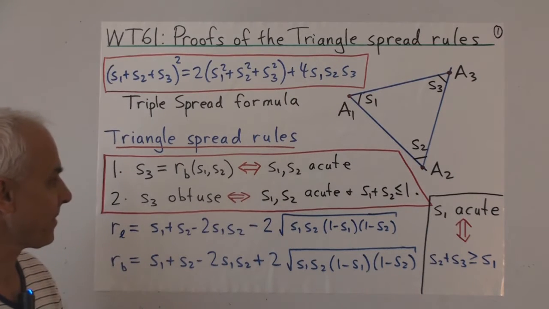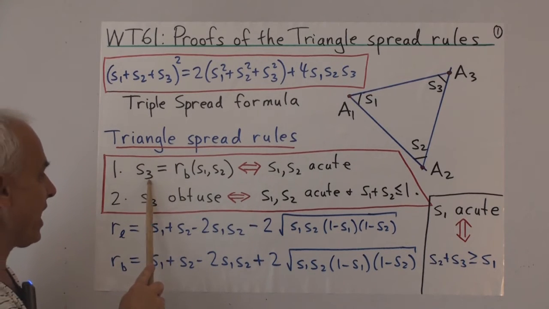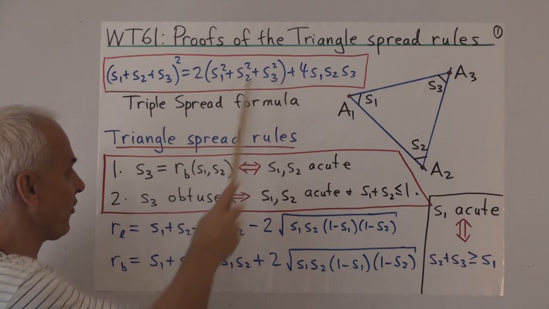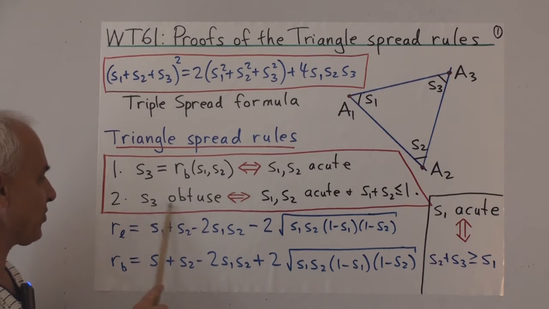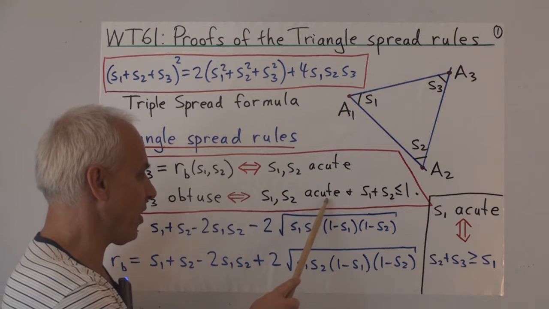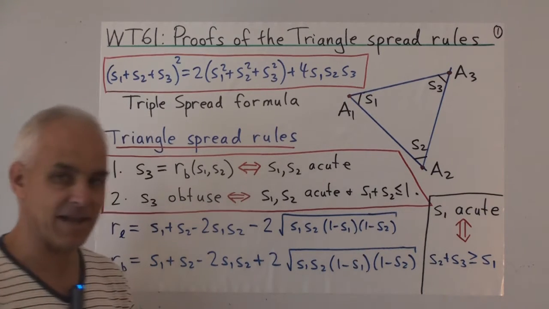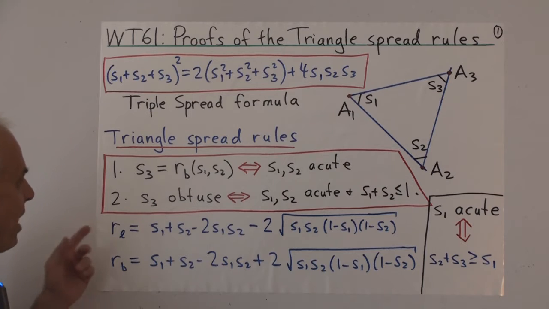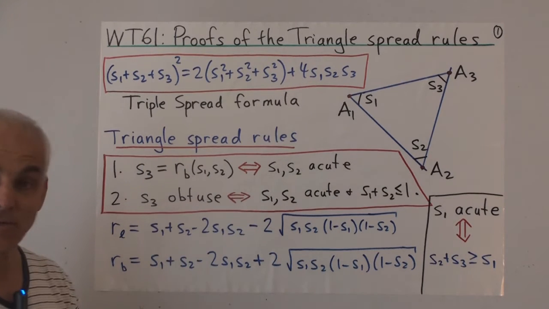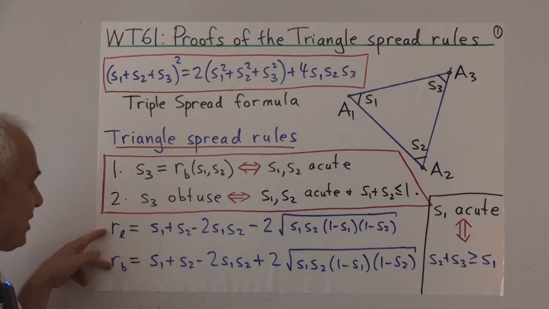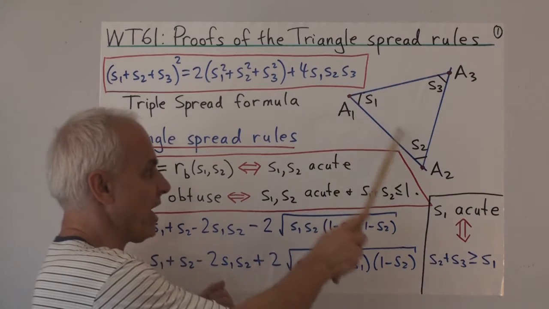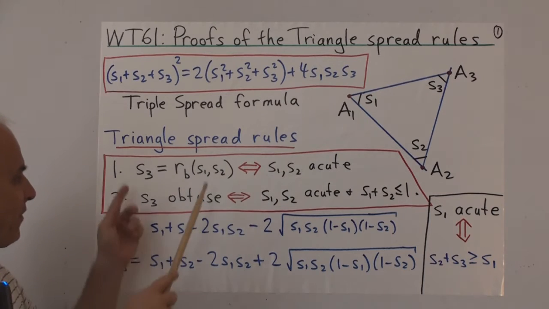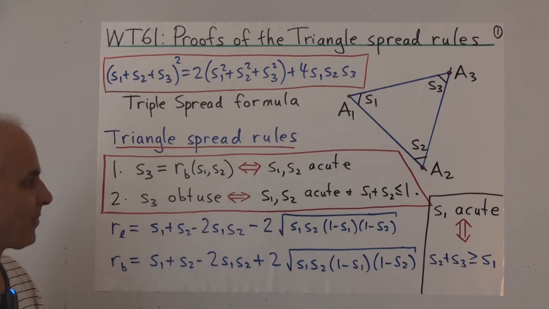triple spread formula. And they are that the spread S3 is the big solution of the triple spread formula precisely when S1 and S2 are acute. And secondly, S3 is obtuse precisely when S1 and S2 are acute and S1 plus S2 is less than or equal to 1. So I remind you that as a quadratic equation in S3, this triple spread formula has two solutions. And there's a little one and a big one, only distinguished by this negative sign and this plus sign. So if we're given S1 and S2, there are two possibilities for S3, and the first one tells us which of those two possibilities to choose.